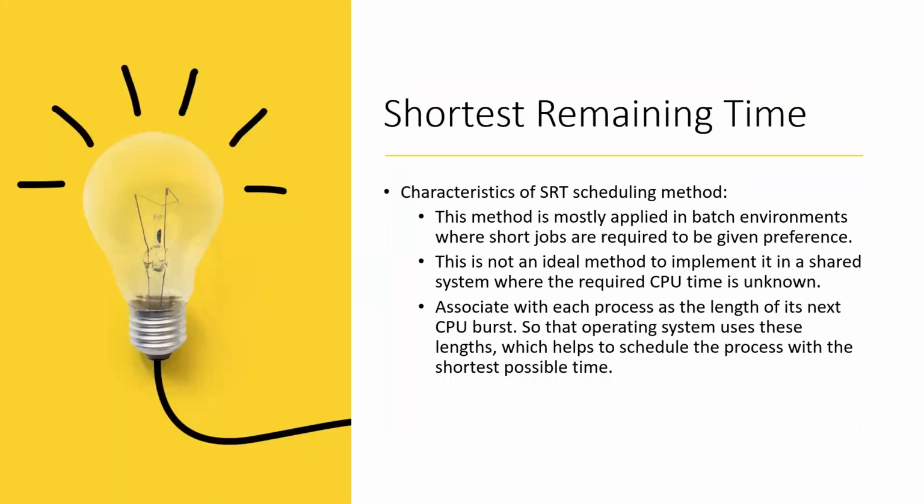Shortest remaining time, or SRT. It is also known as shortest job first preemptive scheduling. In this method, the process will be allocated to the task which is closest to its completion. This method prevents a newer ready state process from holding up the completion of another process. And these are the characteristics of the shortest remaining time.